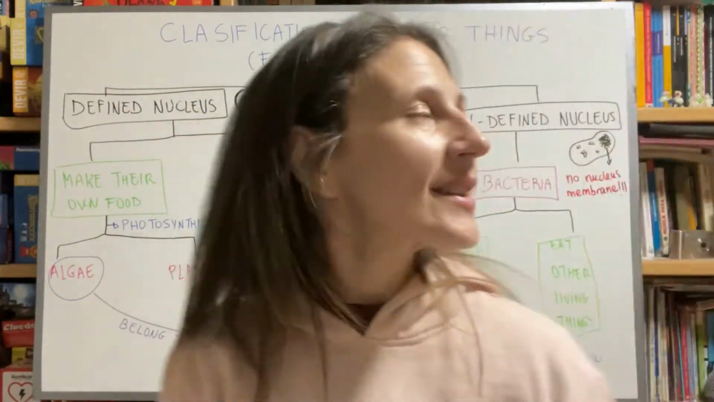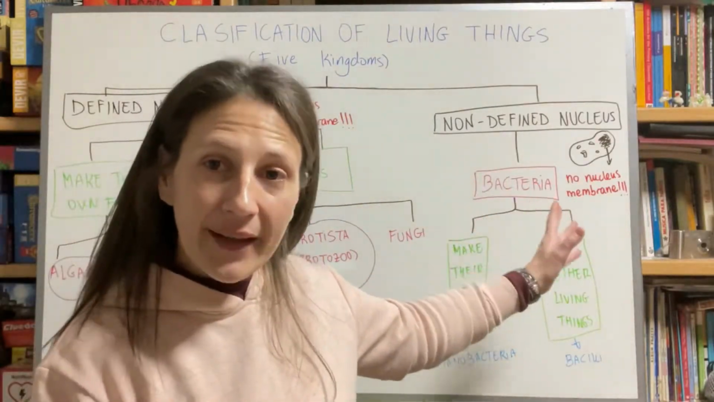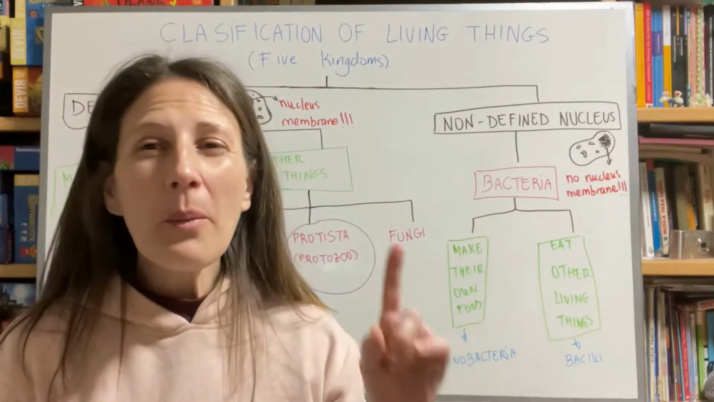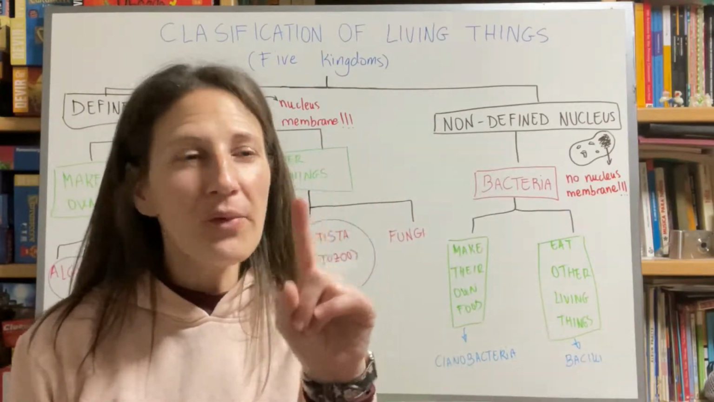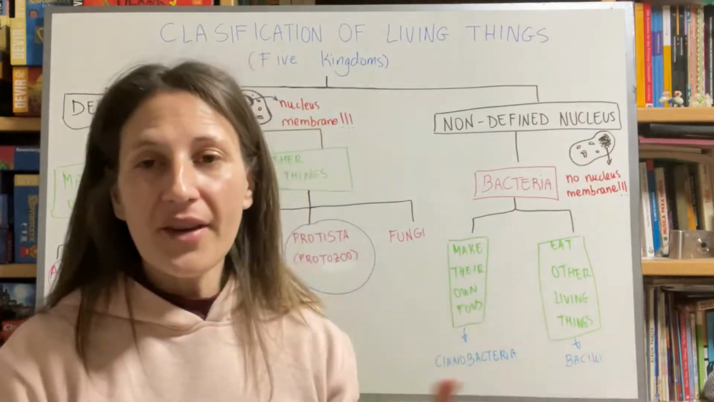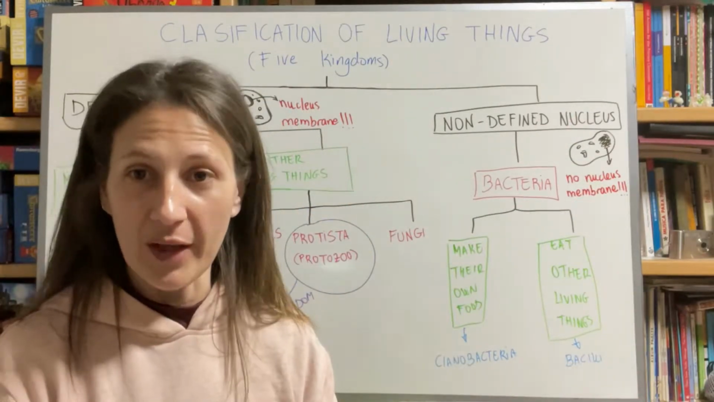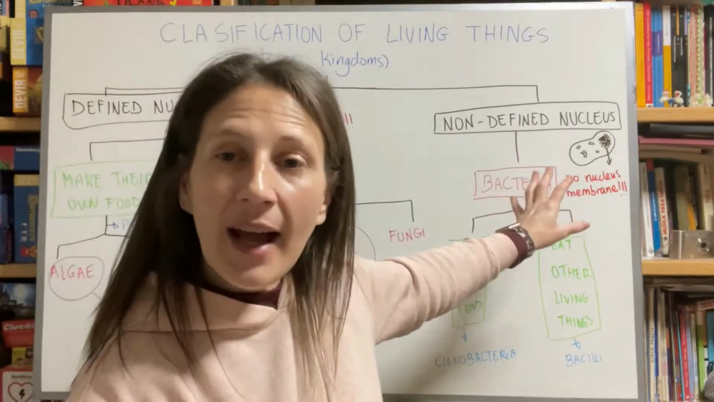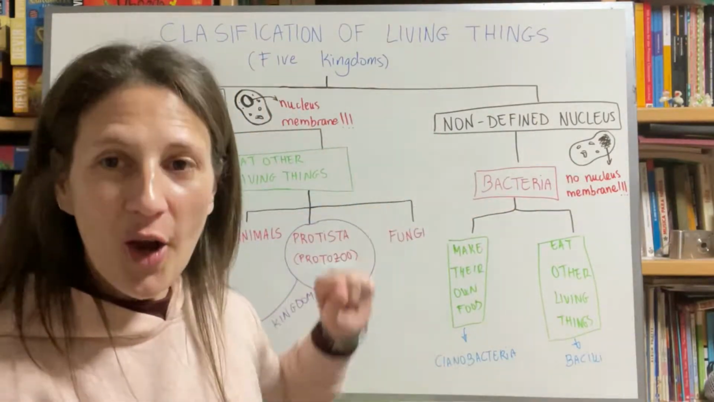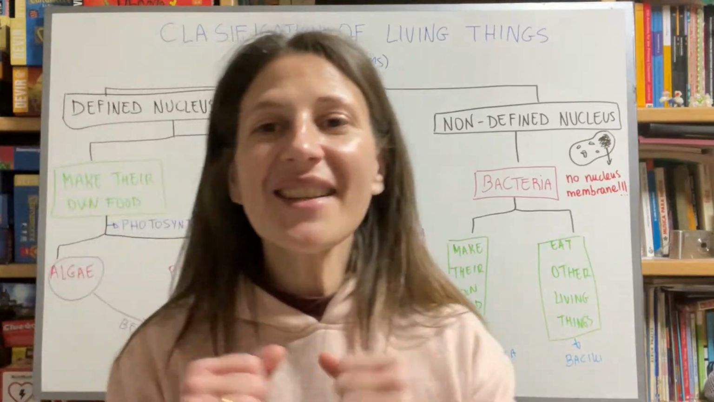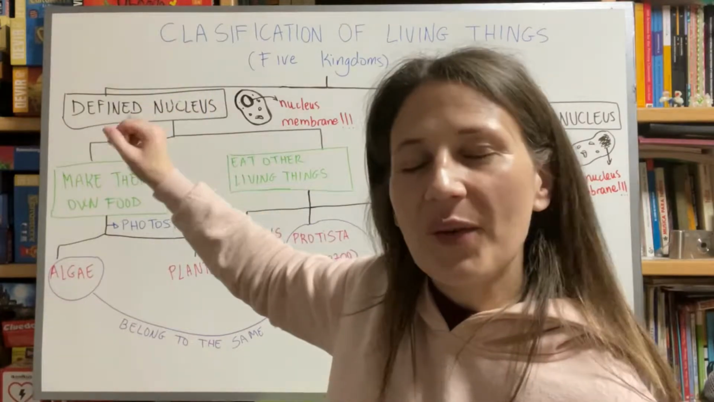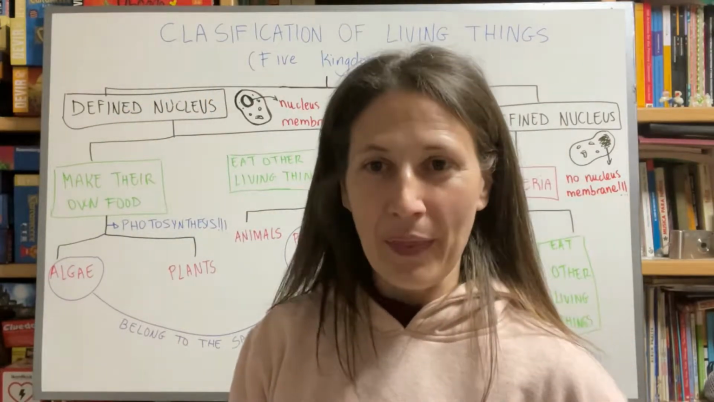On the other hand, we have the cells that have a nucleus inside that controls the functions, but it has no membrane. It has a no-nucleus membrane. There is no membrane surrounding the nucleus, okay? These cells are simpler than these ones. They are less complex, okay? So let's see the classification with the defined nucleus living things.